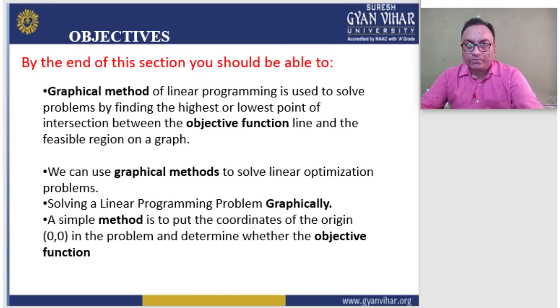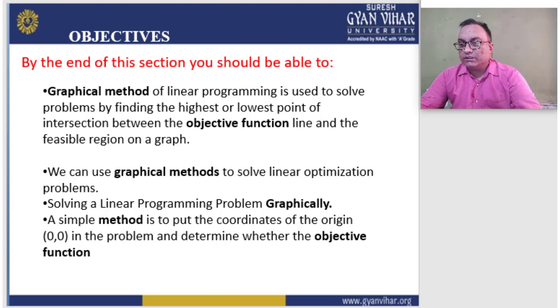So these are the objectives of this lecture. By the end of this session you should be able to understand the graphical method and how this graphical method is used in different types of game theory related problems. Generally, the graphical method in linear programming is used to solve a problem by finding the highest or lowest point of the intersection between the objective function line and the feasible region on a graph. So we can use the graphical method to solve linear optimization problems.